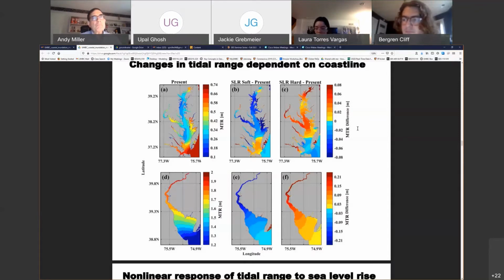Similar story in Delaware Bay. If you allow low-lying areas to be flooded, then you get a reduction of the tidal range. If you don't allow it, you get an increase of tidal range. Next slide, please.